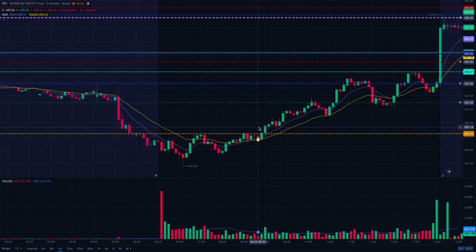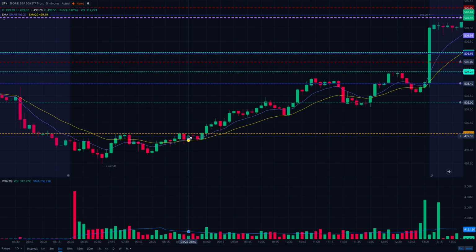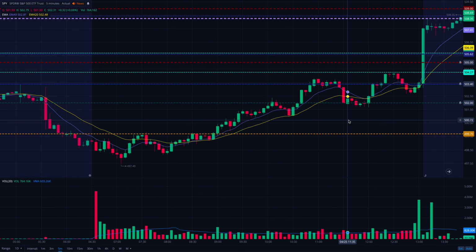And this is a good example where you can get a couple little legs. So if you're in here, you're riding these EMAs nicely, it kind of bases back in, pops again, bases back in, pops again, bases back in. Now we're testing the 20, pops again, bases, and then finally you lose. Okay, so that's a bunch of examples, guys.